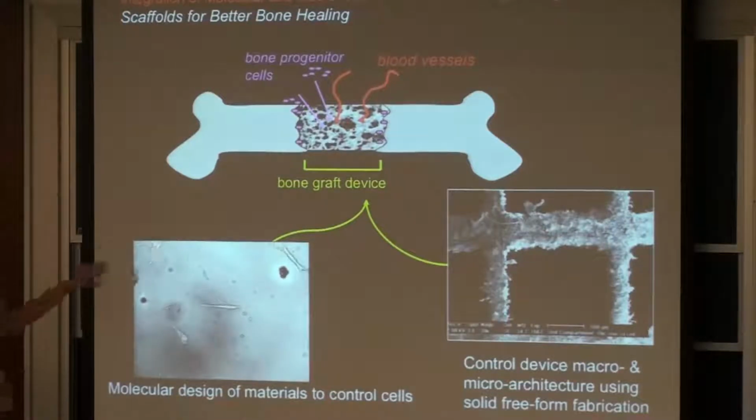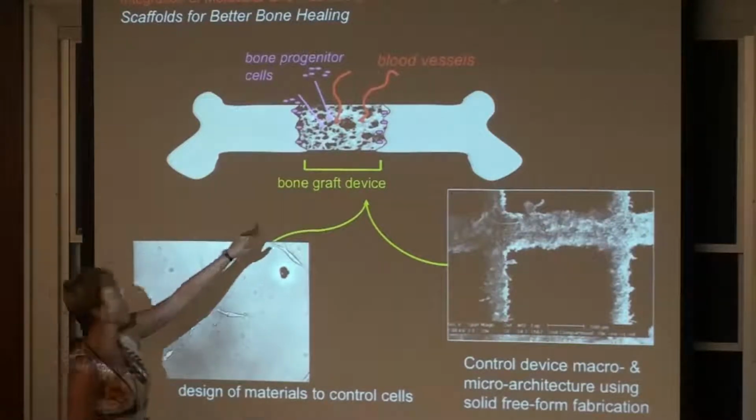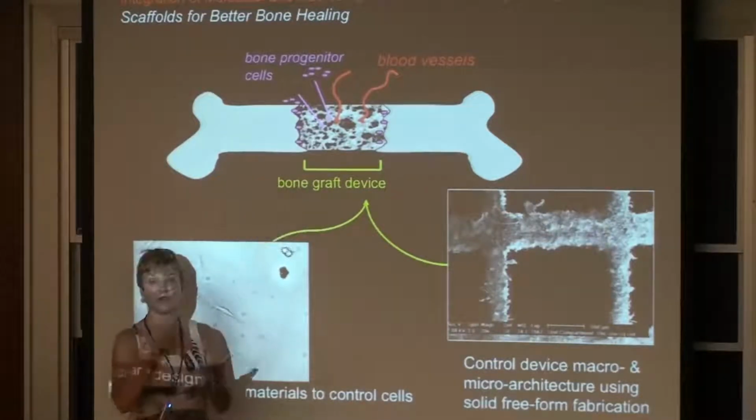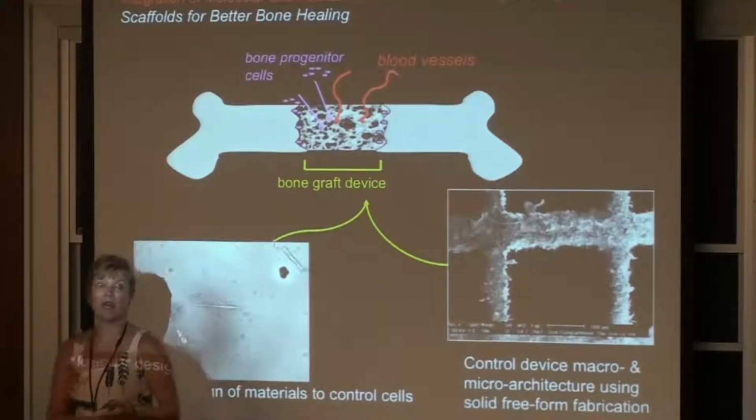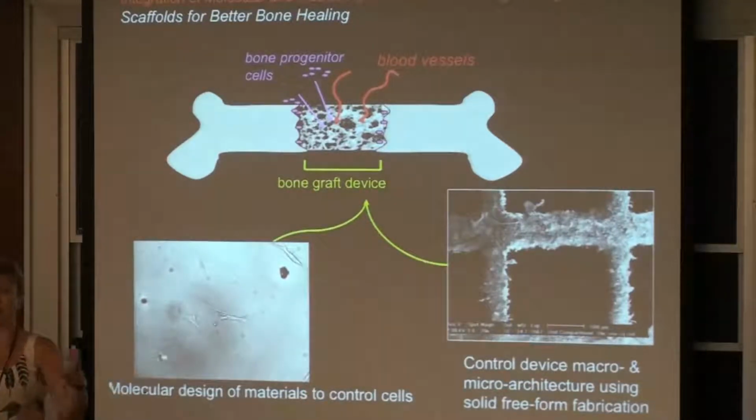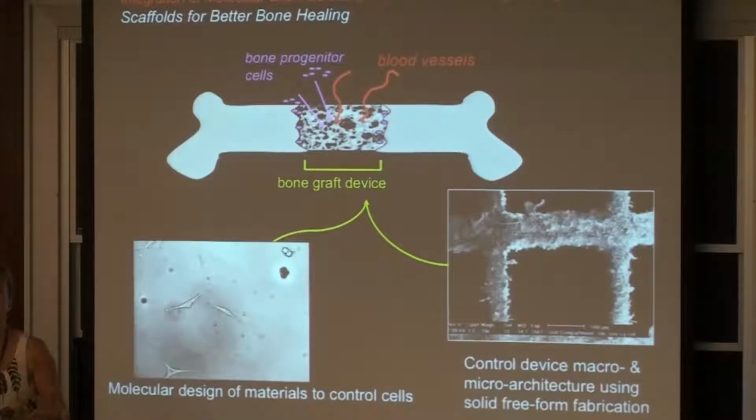So if you have a large critical defect, you want to put something in there that gives you a source of cells that will form bone and a scaffold for them to grow on. You absolutely need those two things, and then a way to recruit blood vessels in and so on. So again, clinically, what do people do? They will take a harvest of the hip bone. Does anybody know anyone who's had that procedure?